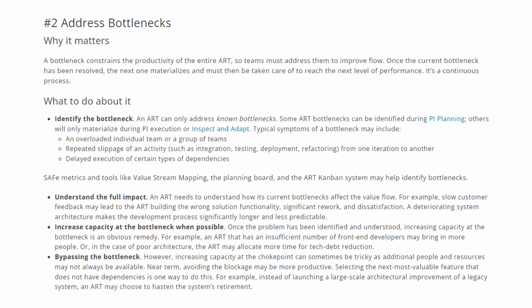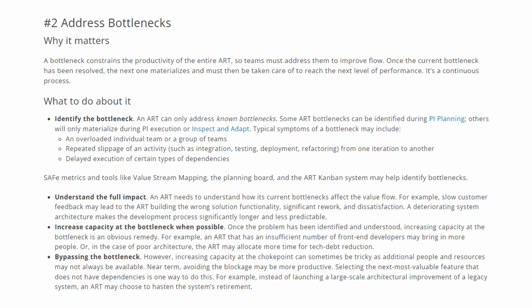Increase the capacity at the bottleneck when possible. Once the problem has been identified and understood, increasing capacity at the bottleneck is an obvious remedy. For example, an ART that has an insufficient number of front-end developers may bring in more people, or in case of poor architecture, the ART may allocate more time for technical debt reduction.